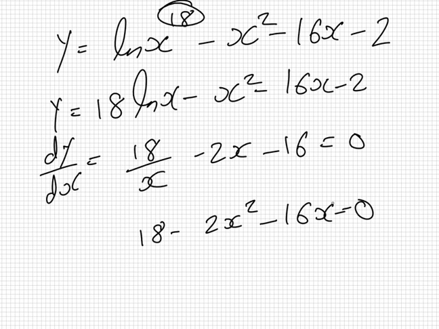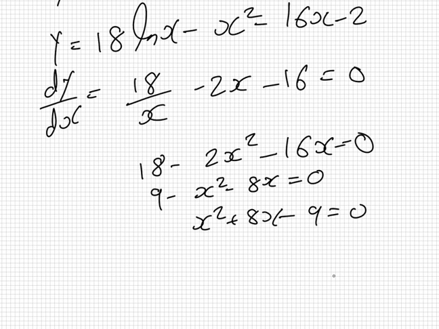So we kind of have to pause here. What type of equation is this? Quadratic. How many solutions? But how many did you think there were? 3. Yeah, they think there were 3. So let's solve this. First I can divide everything by 2. So you get 9 minus x squared minus 8x equals 0. So you have x squared plus 8x minus 9 equals 0.